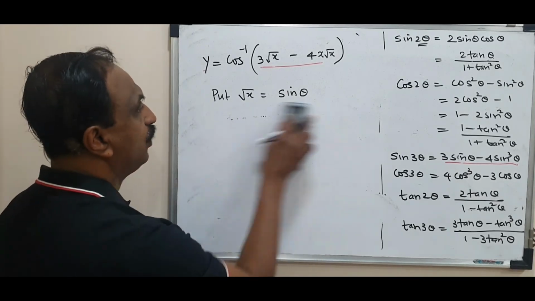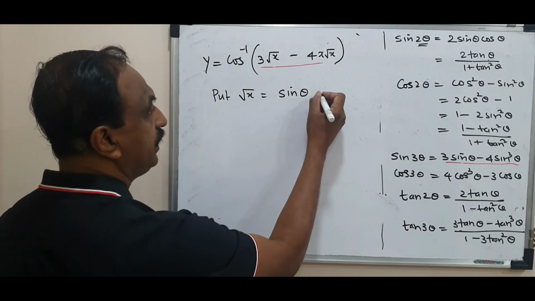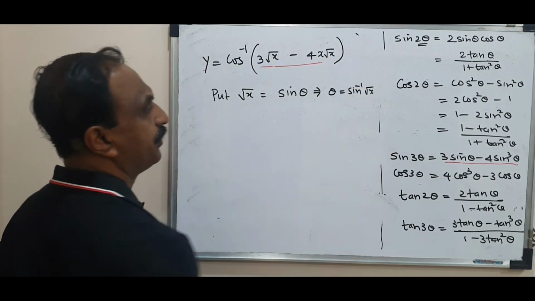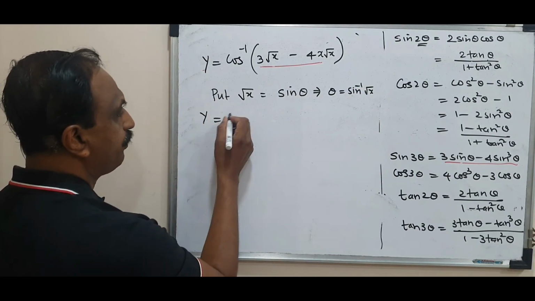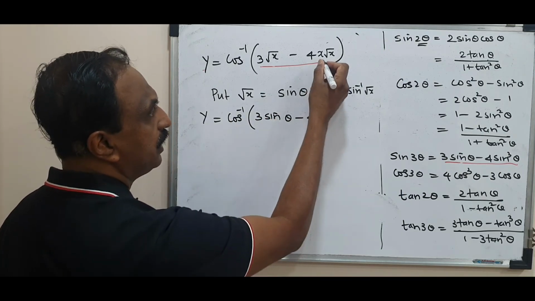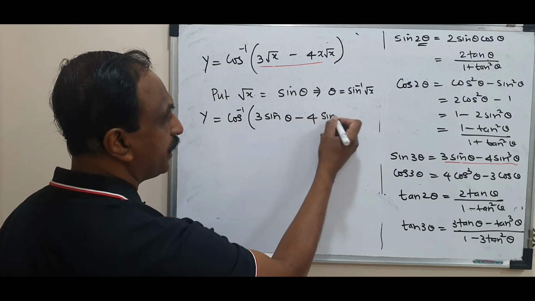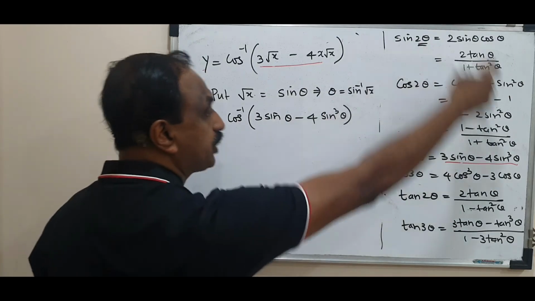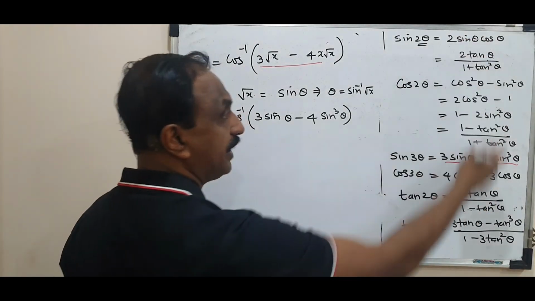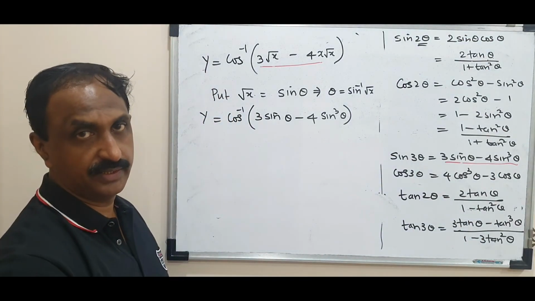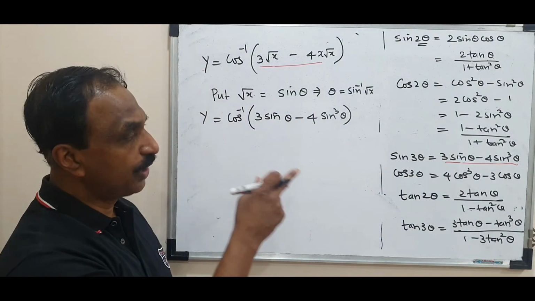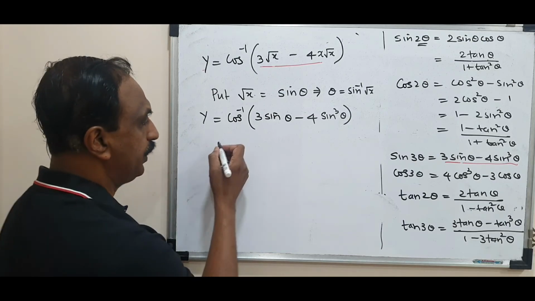So I will be having now root x equal to sine theta, which implies theta is sine inverse root x. So y became cos inverse of 3 sine theta minus 4 sine cube theta. It has to match with some of these formulae, otherwise you cannot apply this method. So every time you have to look at this and decide what formula to apply. That's the interesting part. If you have this formula in front of you, you can easily identify every time. So you have to master this formula, then only you will be able to do this problem.